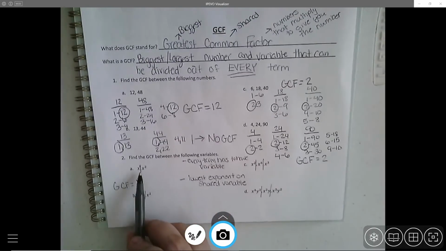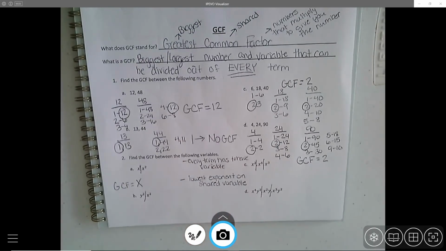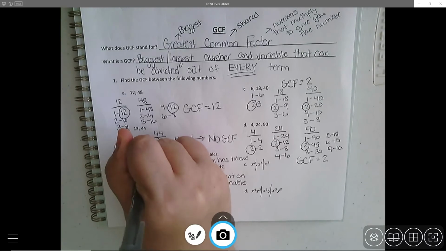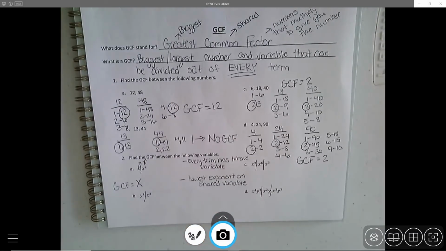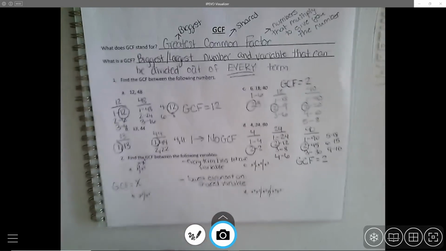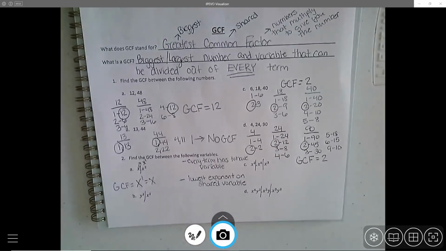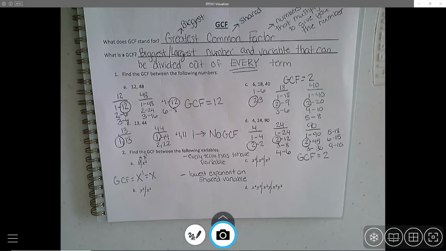And the lowest exponent is from this first one. Remember, if it doesn't have an exponent, it really has an exponent of 1. So this x is really x to the power of 1. Okay, so x to the power of 1, which is just x by itself, has to be my GCF there on A. Okay, here on B, I see my two terms.